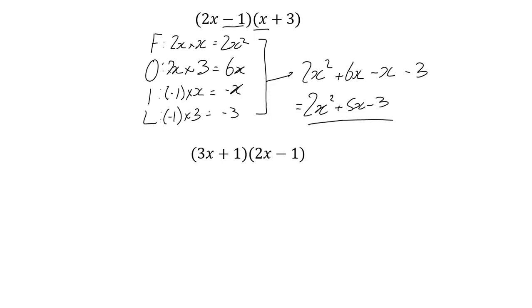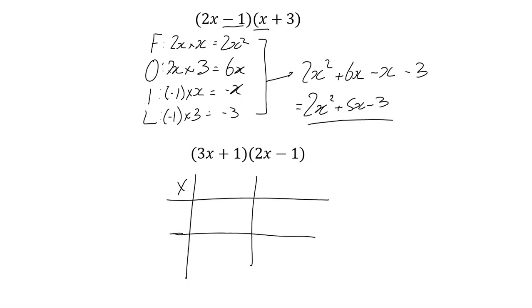Second one I'm going to do here, I'm going to show you how we expand it using the table method. So this table gets set up the exact same way as we would normally. Set it up in this manner. Your top row is one of the brackets, so in this case I'm going to go for the 3x plus 1. Again, remember, take the sign in with it. My first column is going to be given by the other bracket, so in this case 2x, and I've got a minus 1 there. Each element within the table is given by the product of the row and the column, so let's fill it in.